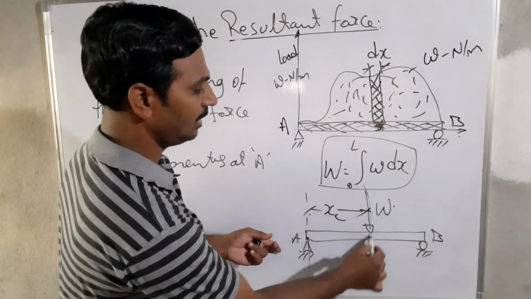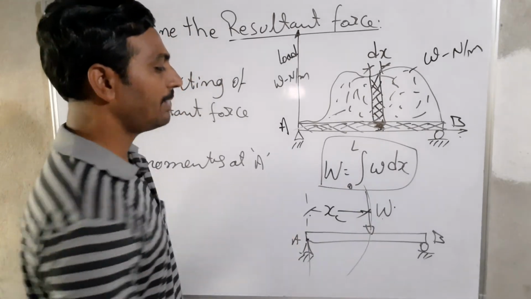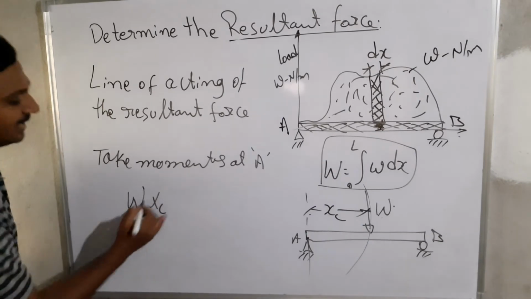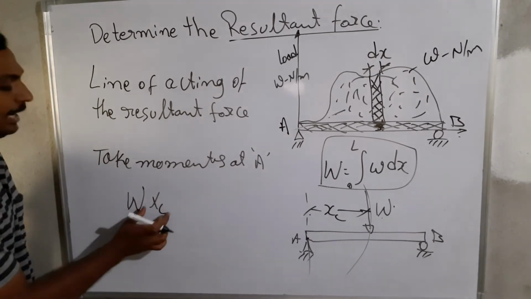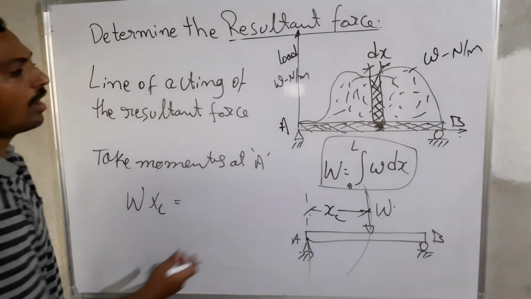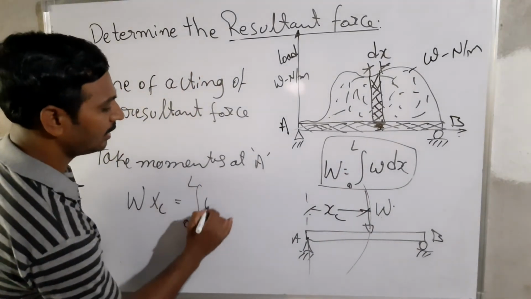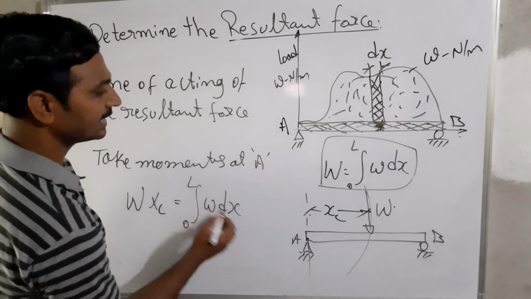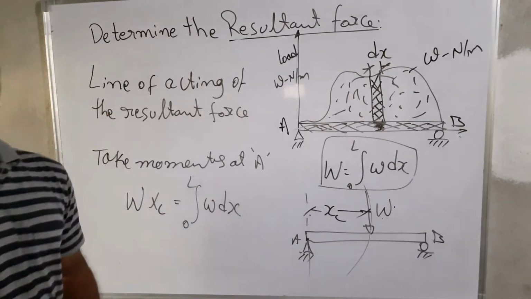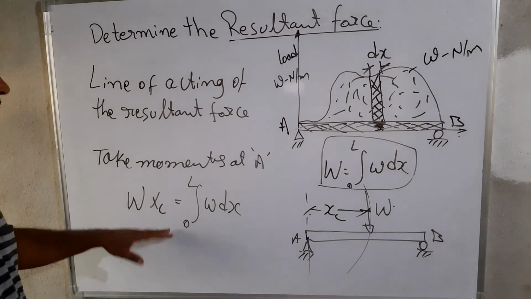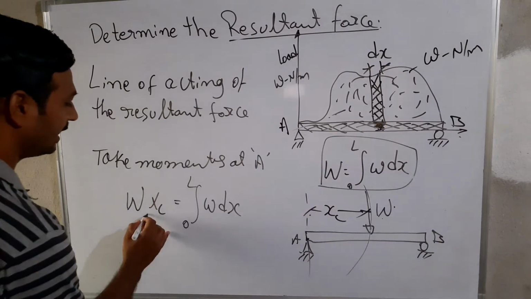The resultant force is going to be acting in this direction. I take W into xc, that is the force into the distance, which is equal to the integral from 0 to L of omega dx, the uniformly distributed load we have. Once we have this, we can calculate xc.